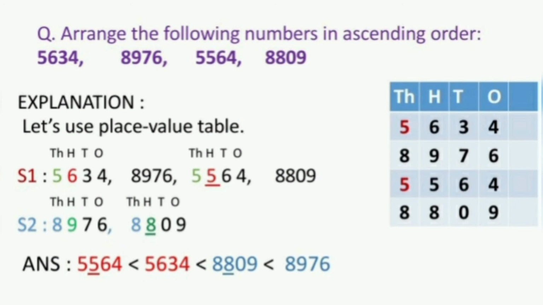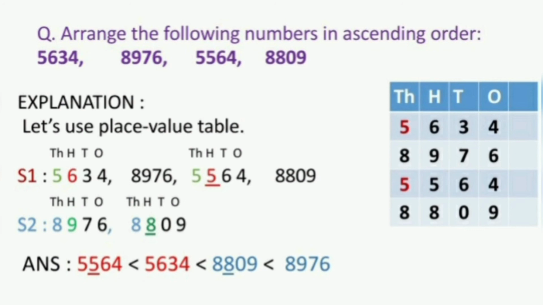That is here in the thousands place, you can see the digits given are 5, 8, 5, 8. Okay, so which is the smallest? That is 5 is the smallest. But here you have two numbers starting with 5. That is, the first step is that you have to compare 5634 and 5564. Okay, so in the first step you can see the numbers. Out of 4 numbers given, two numbers I have shown with the places also.